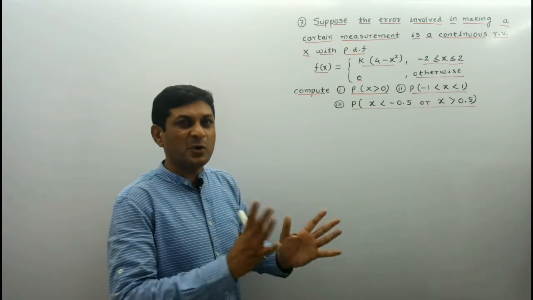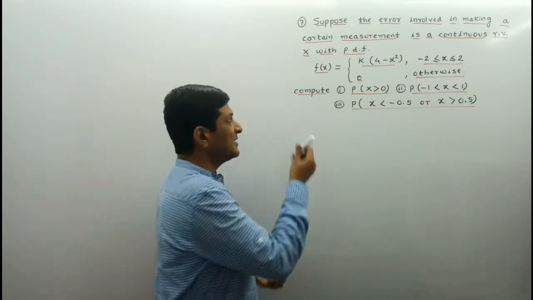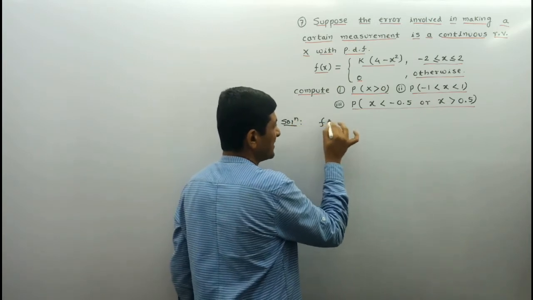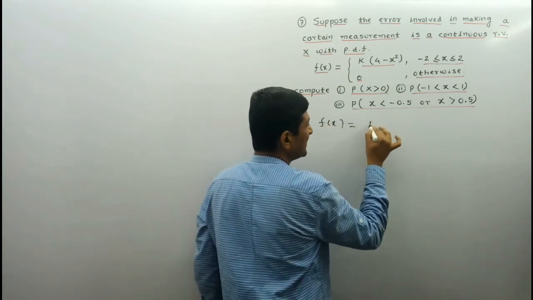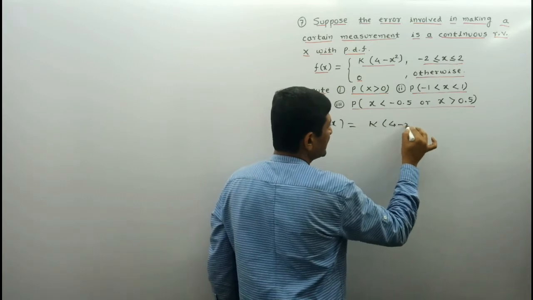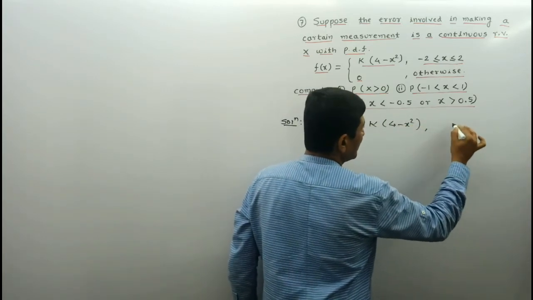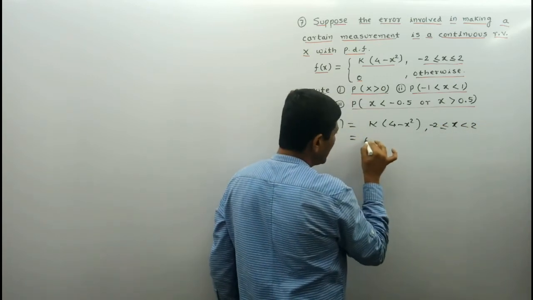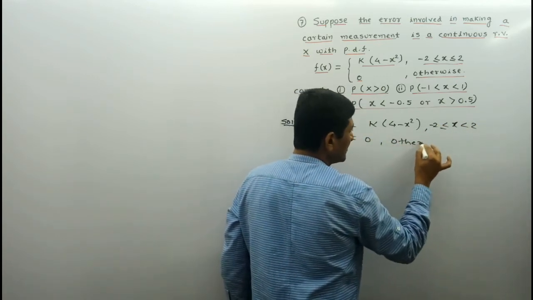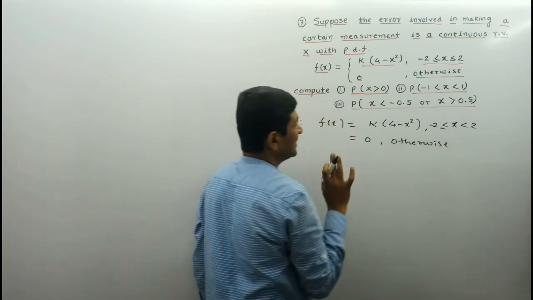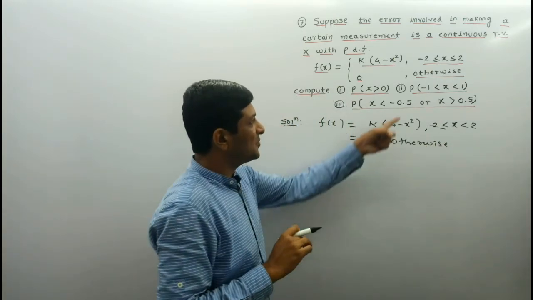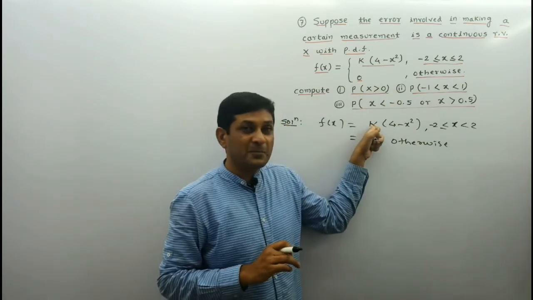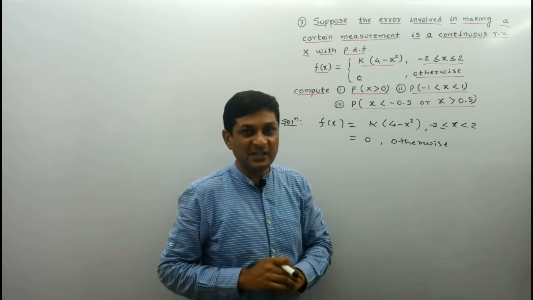Means the probability density function is already defined here, so we first consider the given probability density function, that f of x will be equal to k into 4 minus x square if x is greater than or equal to minus 2 and less than 2. Otherwise the value will be equal to 0. This is the given condition. Now here we have to find these three values, but to find these we will require the value of k also, since k is one unknown value given in f of x.